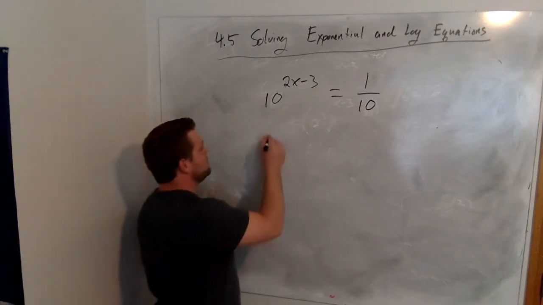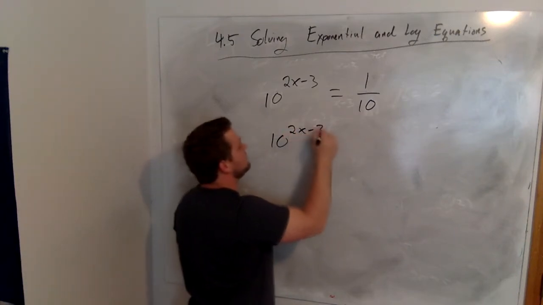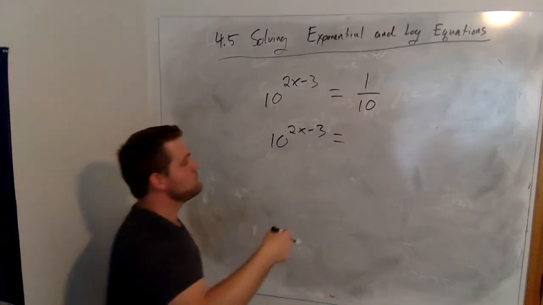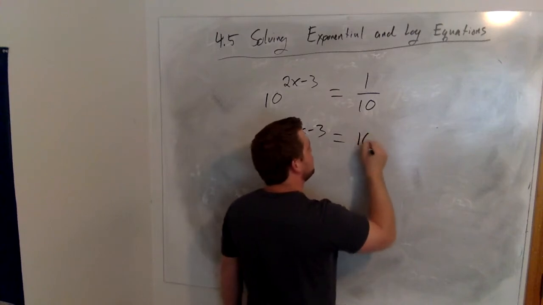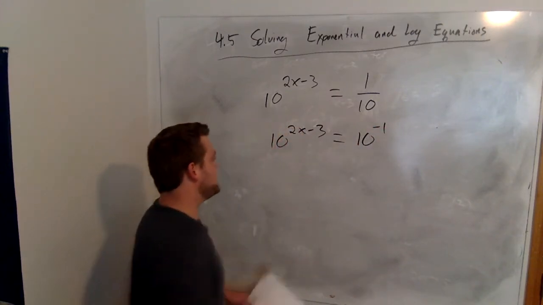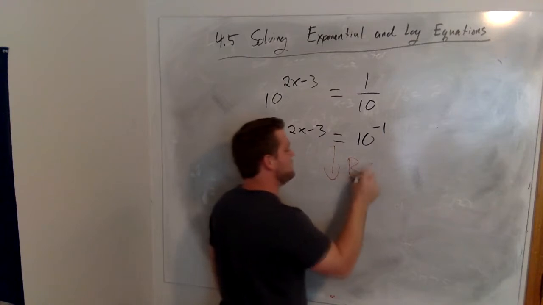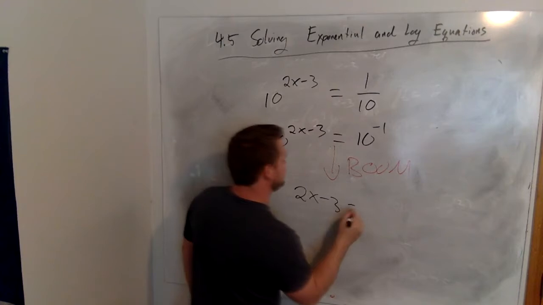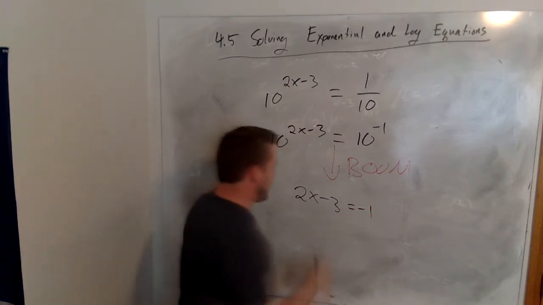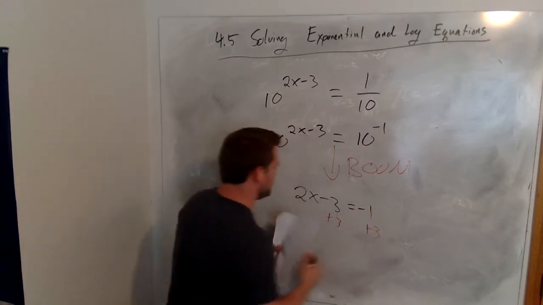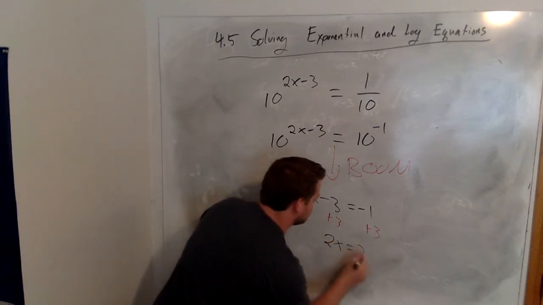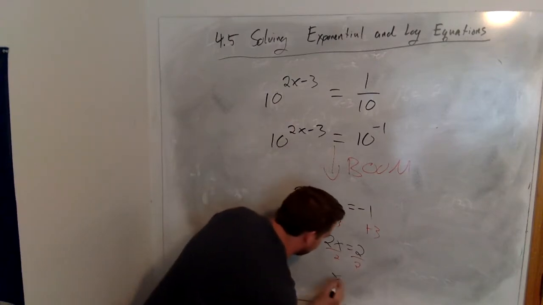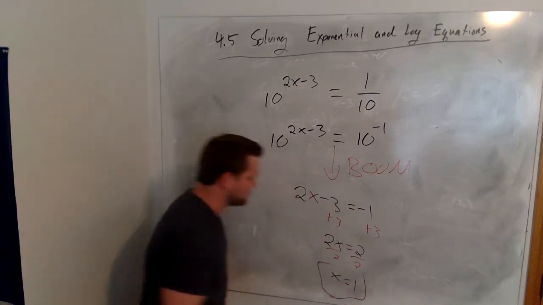Okay, well, I think we can write 10 and 1/10 both as 10 to a power. We need to remember that 1/10 is the same thing as 10 to the negative 1. We have a like base of 10. Boom, drop it. So we'll get that 2x minus 3 is equal to negative 1. We can add 3 to both sides. We'll get that 2x is equal to 2. Divide both sides by 2. We get that x is equal to 1. Awesome, that's great.